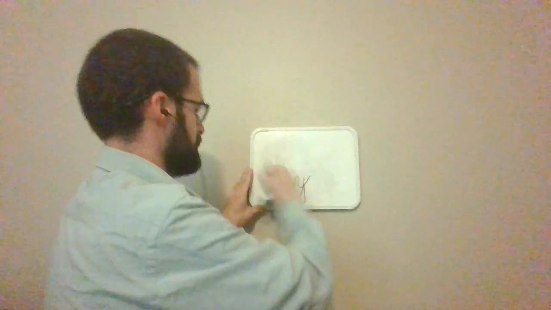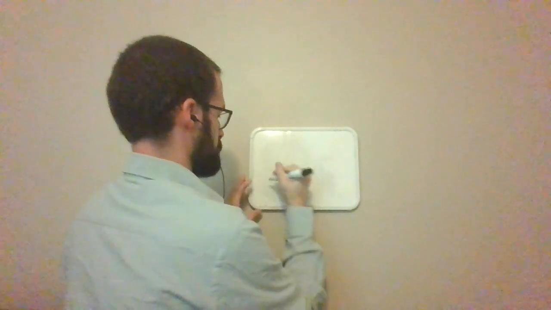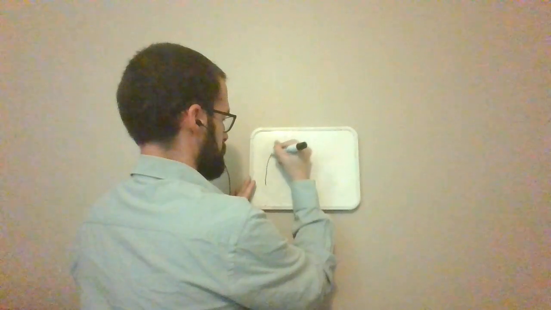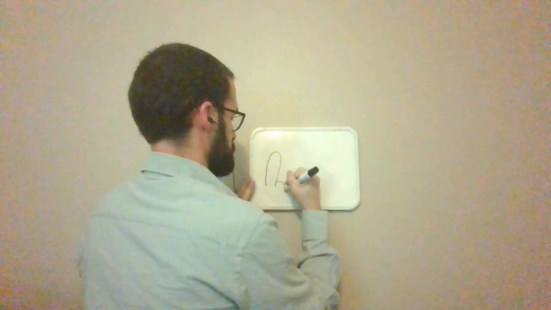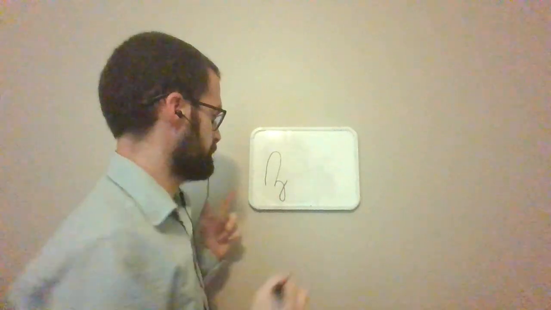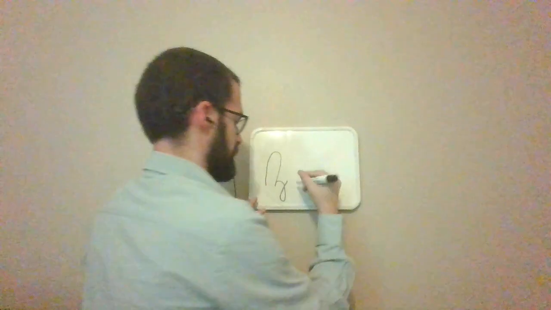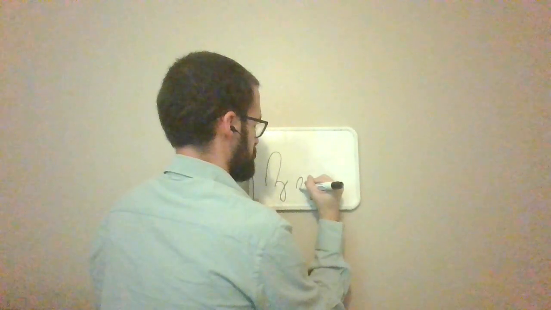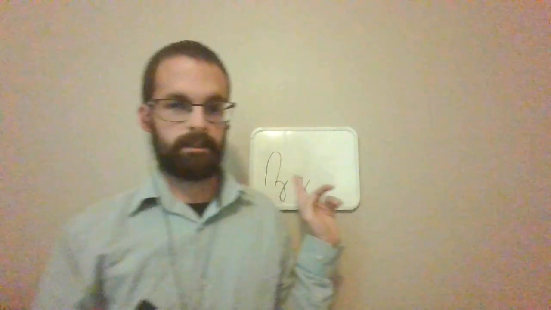Alright, the last letter of the alphabet is the letter Z. So start at the bottom, come up and over, and then you'll come back down a little bit, not all the way, and you got yourself an uppercase Z. And now we're going to complete the lowercase z, which is very similar to the uppercase. Up and over, come back down, and there you have the letter Z, uppercase and lowercase.